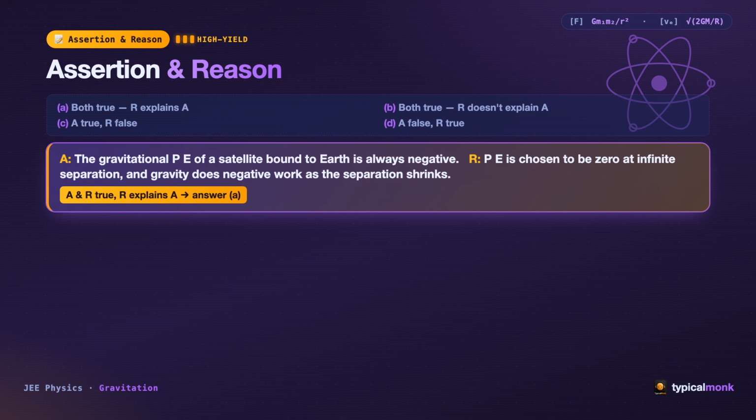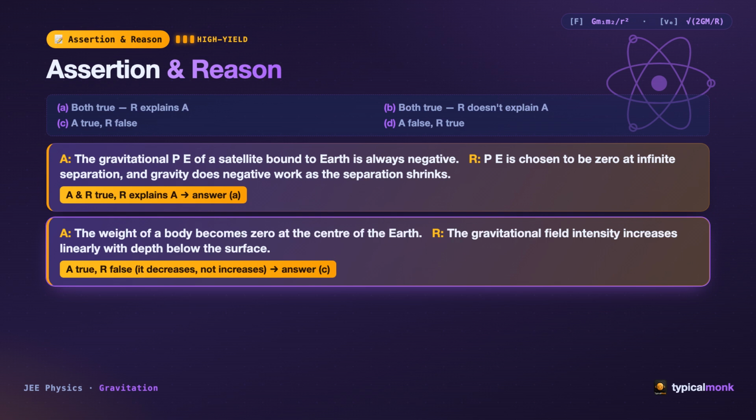First one. Assertion. The gravitational potential energy of a satellite bound to the Earth is always negative. Reason. Potential energy is chosen to be 0 at infinite separation, and gravity does negative work as the separation shrinks from infinity. Check each statement, then the connection. Is the assertion true? Yes. Is the reason true? Yes. Does the reason explain the assertion? Perfectly. That choice of 0 at infinity is exactly why every closer, bound configuration reads negative. Both true. Reason explains. Option A.